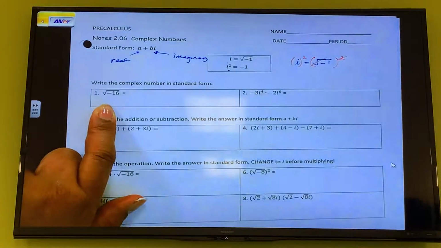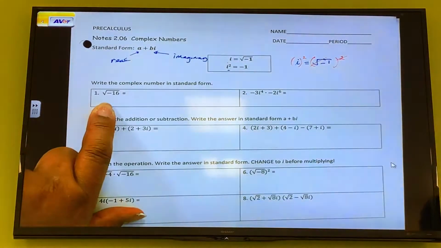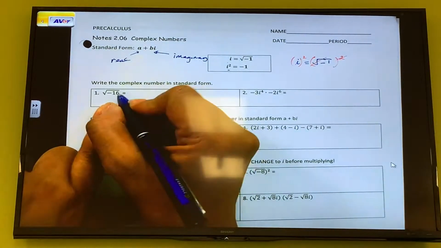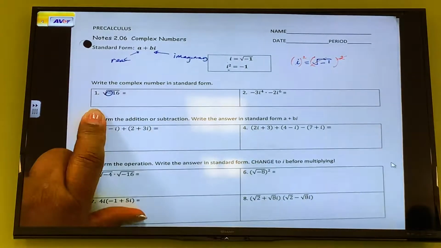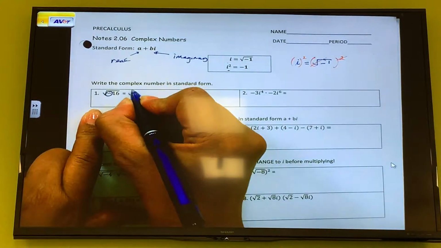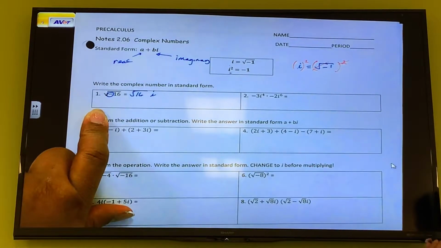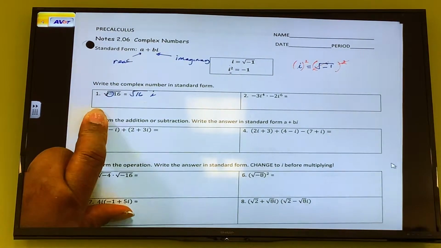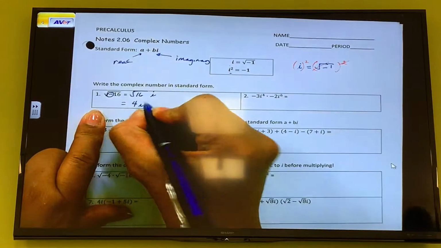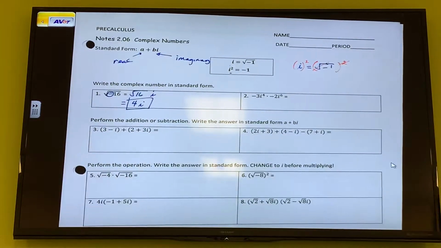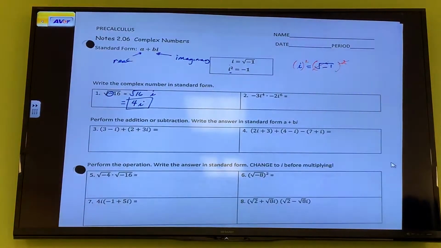So for the first one, if you're asked to evaluate the square root of negative 16, you cannot do anything until we get it to the positive square root of 16. The way to do that is to just change the negative into an i, so that it becomes the square root of 16 and the i in the back. Now you can do the square root of 16. The square root of 16 is 4, so your answer is going to be 4i. Remember, you have to make it the square root of a positive number.